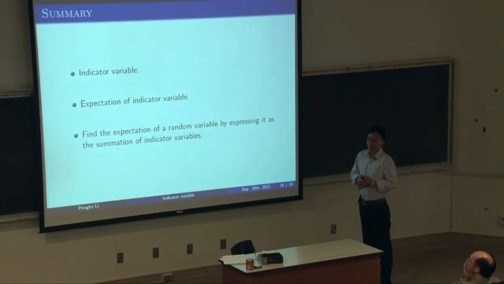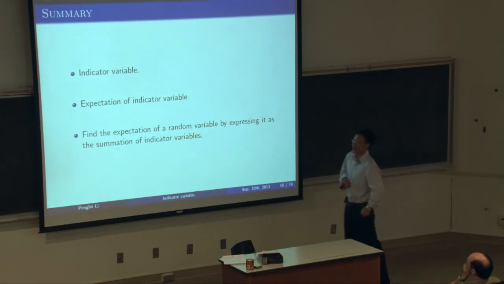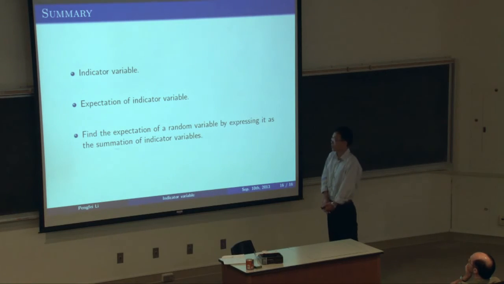Now, at the end of each topic I covered, or at the beginning of each lecture, I would like to give a summary. Here I just gave a 3-sentence summary. We covered the indicator variable. We covered the expectation of the indicator variable. We covered how to find the expectation of a random variable by expressing it as a summation of indicator variables. So that's it. Thank you.